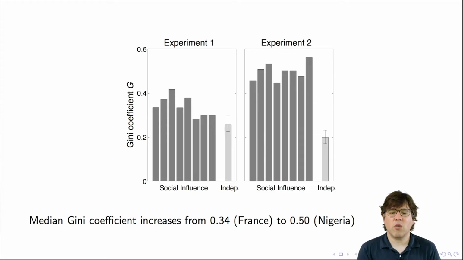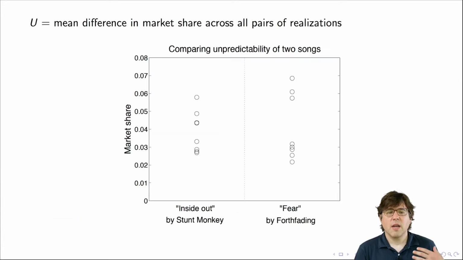The median Gini coefficient changed from about 0.34 to 0.50. So most people don't have a ton of experience working with Gini coefficients, but this is similar to the difference in income inequality in France and Nigeria. So if you think France and Nigeria are different in terms of their income inequality, that gives you a sense of the scale of the change as we increase the amount of social influence.